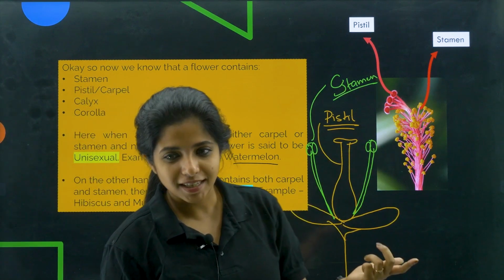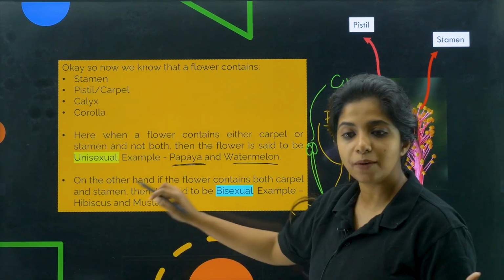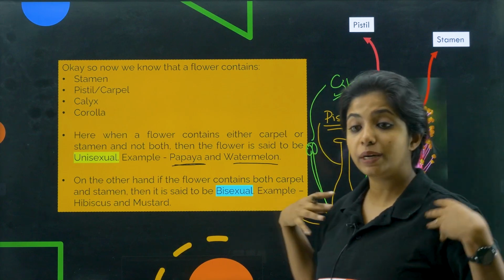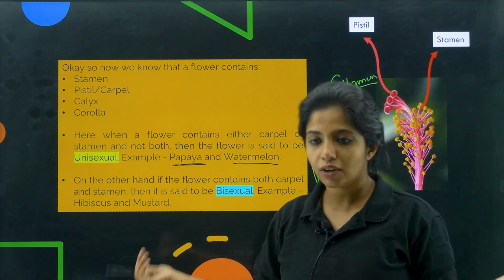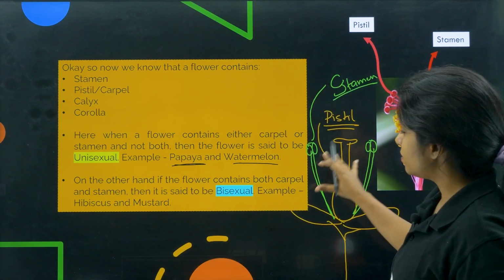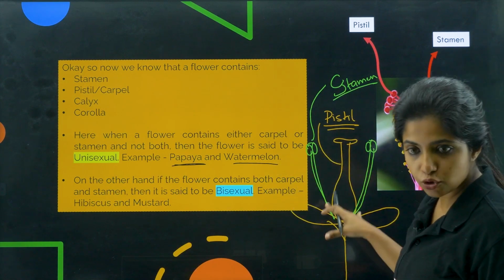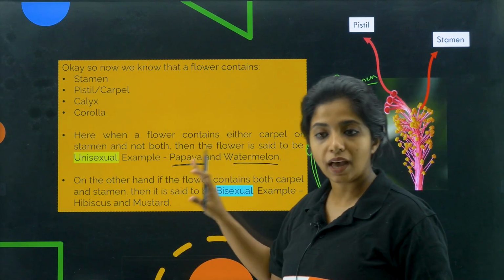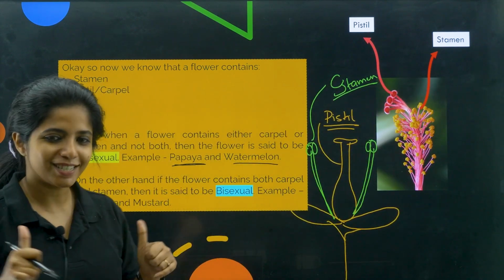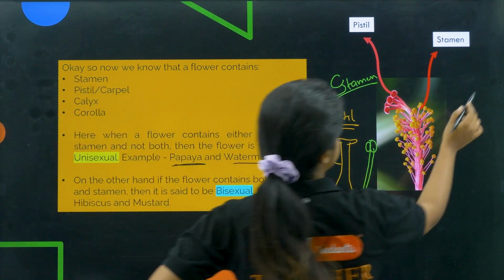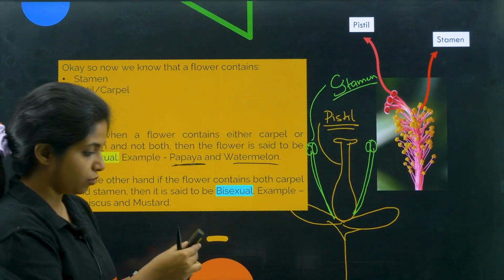How do I remember it? H&M. The H&M brand is there, no? So that's how I remember it. Hibiscus and mustard. H&M basically provides bisexual clothes. All genders can wear it together. So you can remember it like that. So hibiscus and mustard have bisexual flowers, and papaya and watermelon have unisexual flowers. Works? Cool?